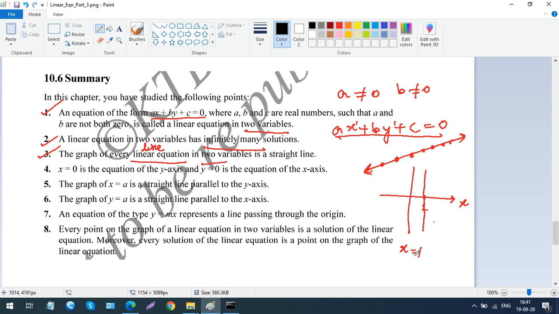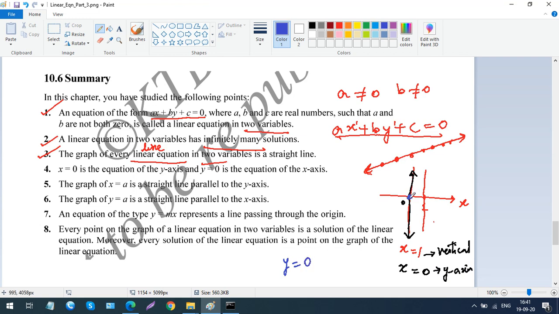Now what if they ask you x equals 0? I go to x equals 0, 0 is over here, and I draw a vertical line, isn't it? x equals any number will always give you a vertical line parallel to the y-axis, and y equals any number is going to give you a horizontal line. So with x equals 0, I'm getting the y-axis. So x equals 0 is nothing but the y-axis. Similarly, if I say y equals 0, I'll go to 0 on the y-axis.